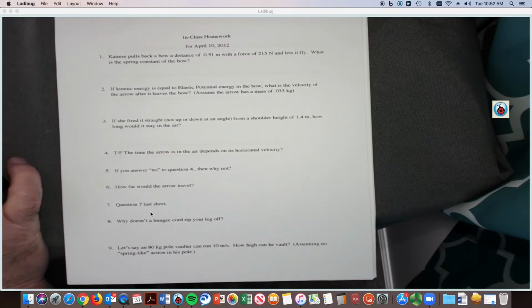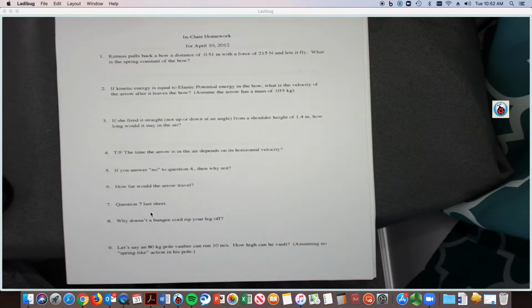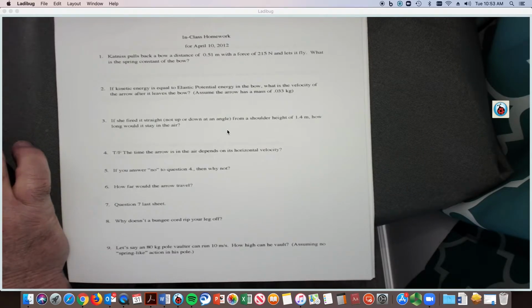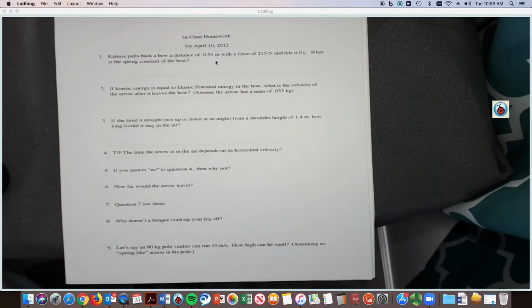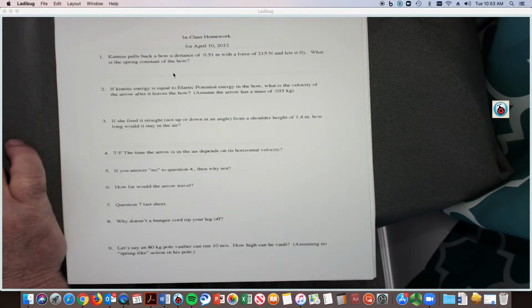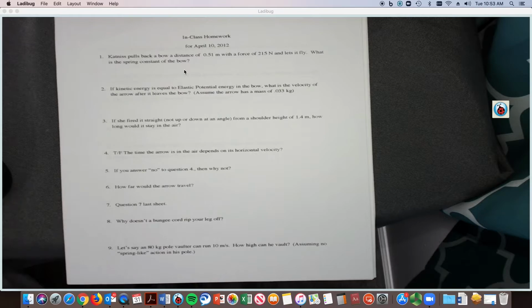Now this is way beyond the scope of your class, but these first two problems highlight what you're talking about. So Katniss pulls back a bow a distance of 0.51 meters, and I remember spending a lot of time looking up what the forces would be, with a force of 215 newtons, and lets it fly. What is the spring constant of the bow?